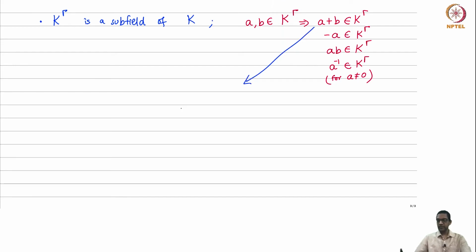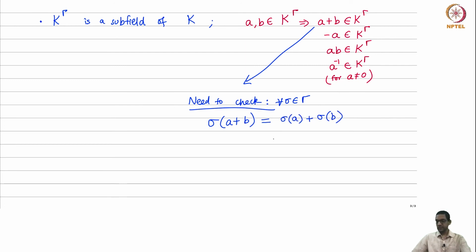So how do you check this, for instance? To check that a plus b is in K^gamma, you need to check whether every element of gamma fixes the element a plus b. So you apply sigma to a plus b. Sigma is an element of gamma, so for every sigma in gamma, I need to check that sigma of a plus b equals a plus b. But sigma of a plus b is just sigma a plus sigma b, because sigma is an automorphism of the field, and both a and b come from K^gamma, therefore they are fixed by sigma. Okay, so that shows that a plus b is also fixed by sigma.